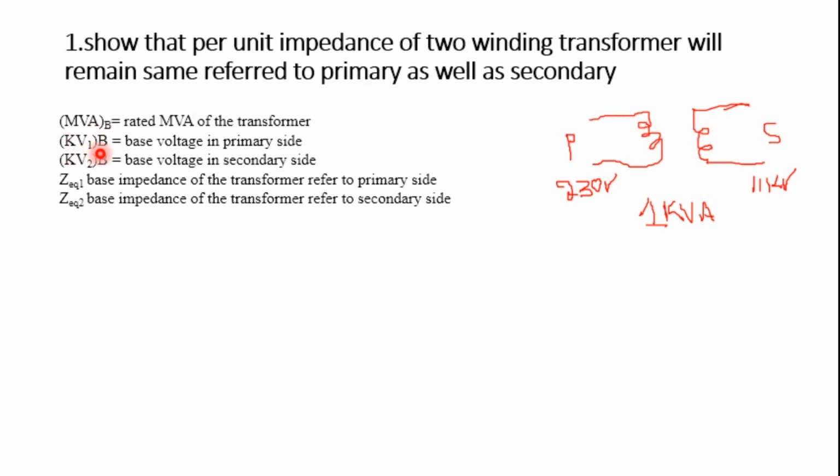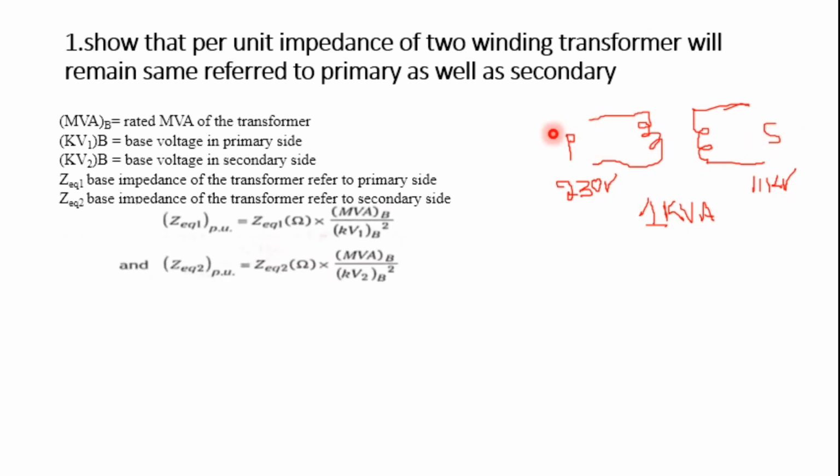Okay. What is kV1 base? It is the base voltage on the primary side, this side. kV2 base is the base voltage on the secondary side. Okay, so we are considering Z equivalent 1 as the base impedance of the transformer referred to the primary side, if I am transferring from secondary to primary, and Z equivalent 2 is the base impedance of the transformer referred to the secondary. So either you can transfer from primary to secondary, whatever, we already know the equation. So what is that equation? Z equivalent 1, because I am considering the primary side.